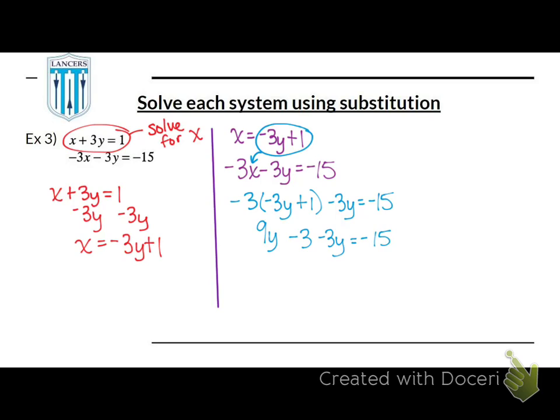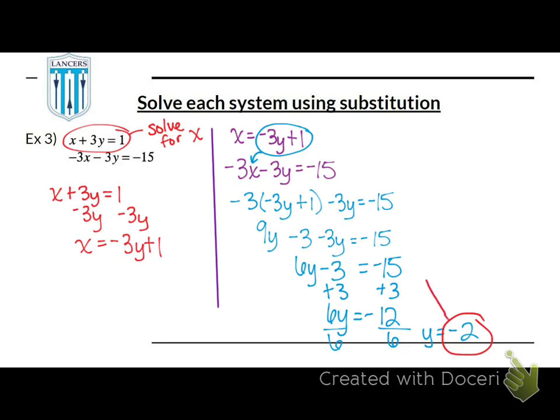Dominic? 6y. Good. We've still got a negative 3 there. Add the 3. 6y equals negative 12. Last thing, to get y alone, y equals negative 2. So both answers I heard involved y being negative 2, so that's good. We agree there.